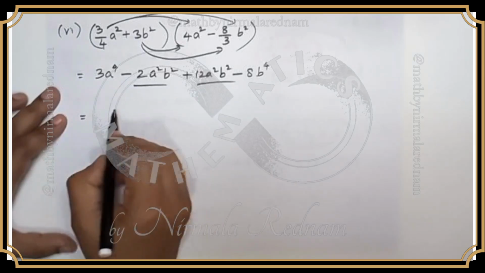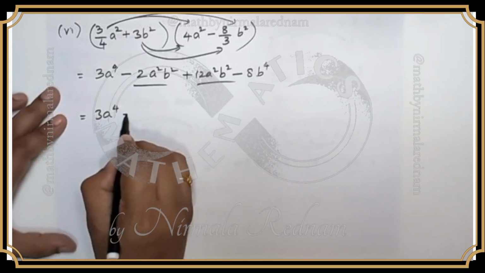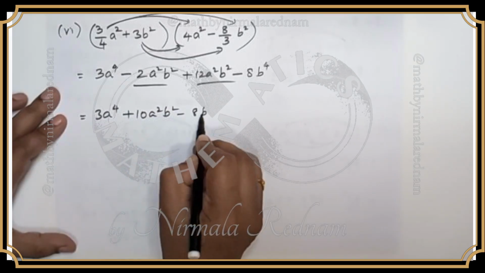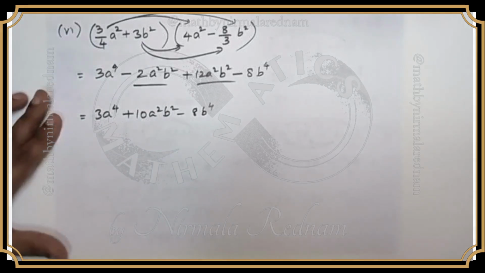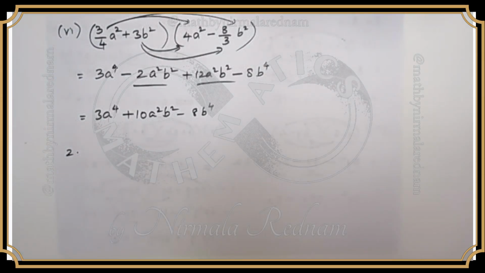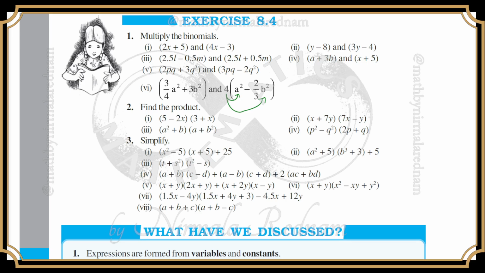So you can see that these two are like terms. So that will give me minus 8 b power 4. So this is your final answer. So that is the first question. Let's come to the second question.